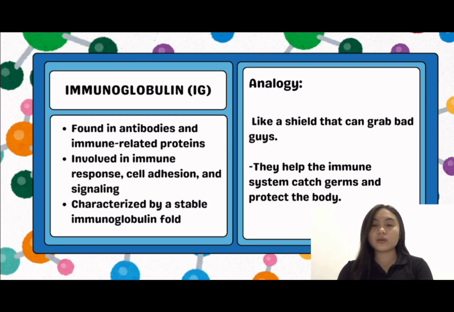And lastly, we have the immunoglobulin domains. So these are found in proteins like antibodies. So they play a crucial role in the immune system. So they're like a shield that can grab bad guys. So they help the immune system catch germs and protect the body.